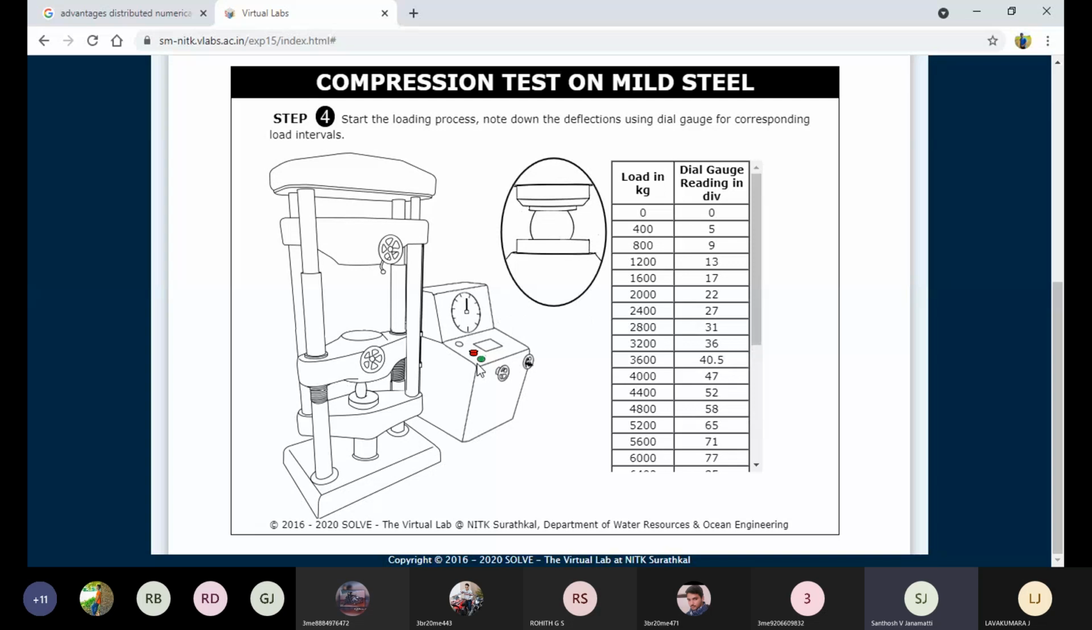Once we start the button, load is applied over the sample. Through the simulation you can understand how the loads are generated. Now we get this slope until fracture takes place or the ultimate deformation takes place. Now I am pressing the red button, and the work will start. Hope you understand this. Whenever we click the green button, the machine will start.